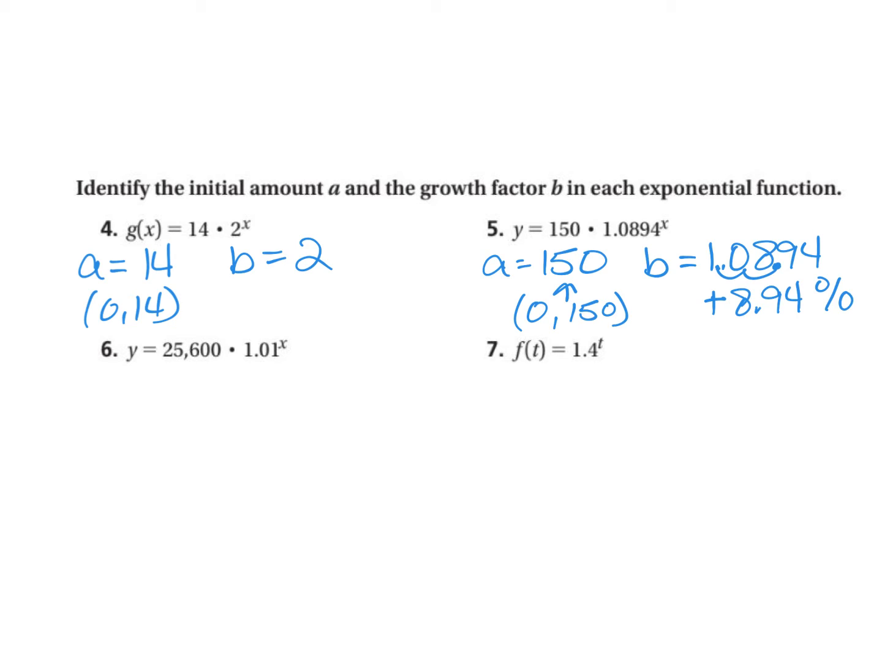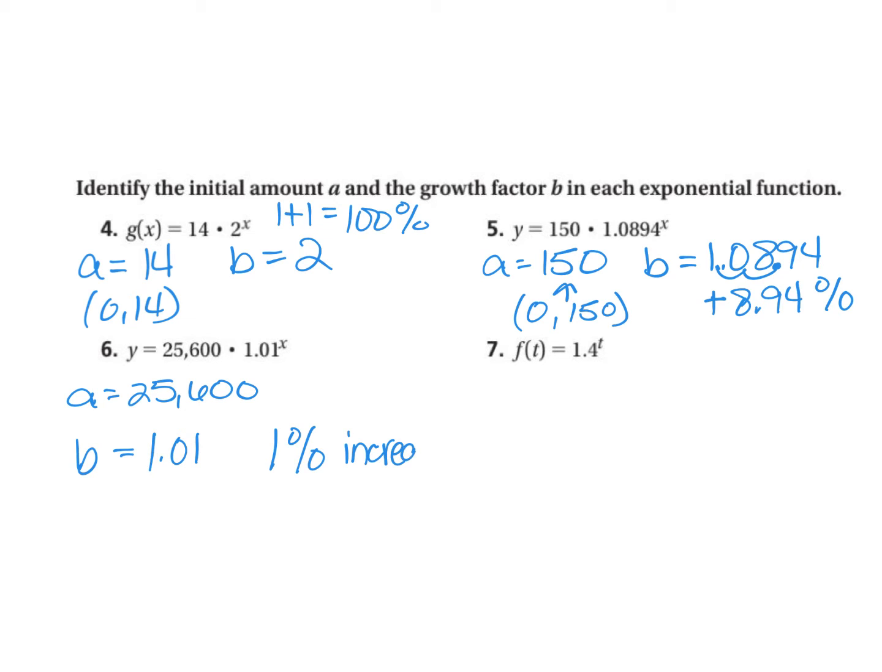So here we took 1, this is like 1 plus 1. So this would actually be an increase of 100% because it would be 1 plus 1. Here, our A value is 25,600. So B is 1.01. So this would be a 1% increase, because we take that decimal and we move it here. This value is your 1%.